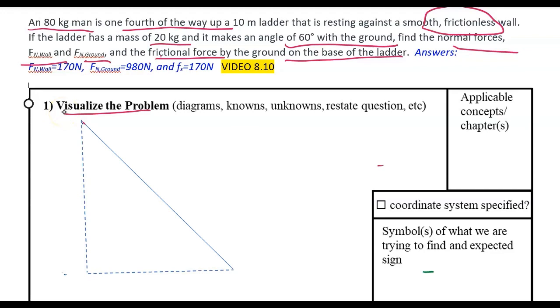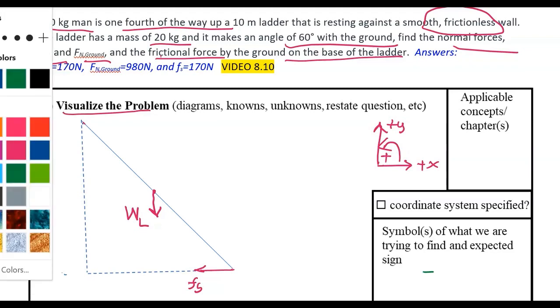So let's start by visualizing the problem. I'm going to specify positive x to the right, positive y up, and counterclockwise torque as positive. Let's look at the forces acting on the ladder. The friction force is acting here, and if there were no friction, the ladder would slip down and move out to the right. Friction opposes the motion, therefore the force of friction points in this direction, and this is a static friction because nothing is moving in the system.